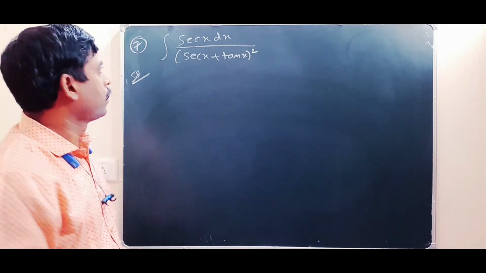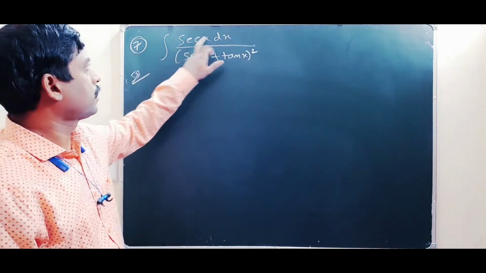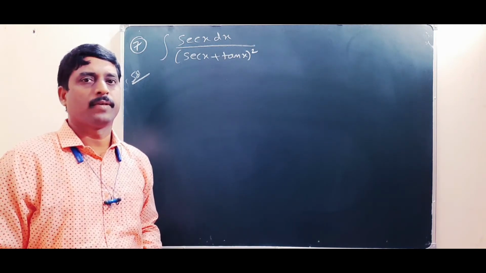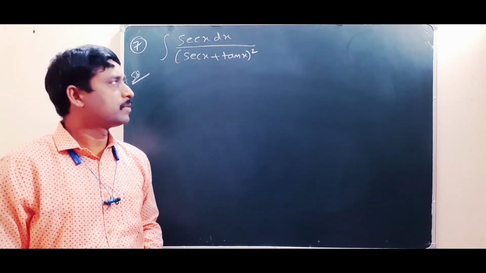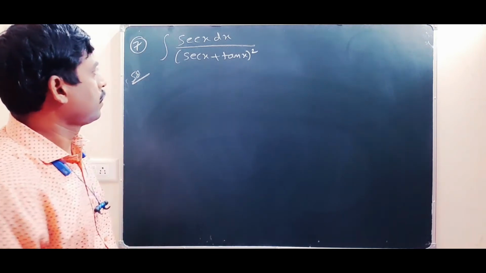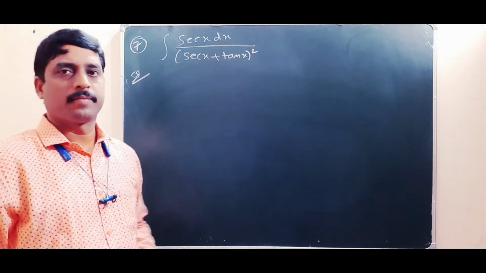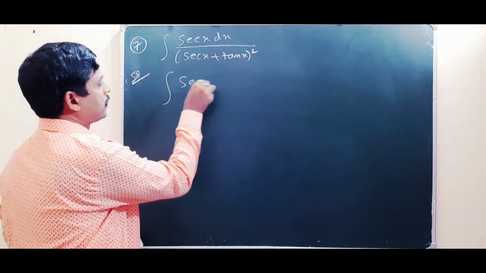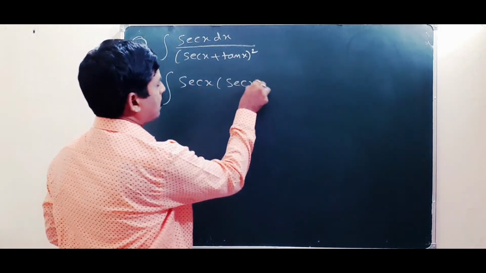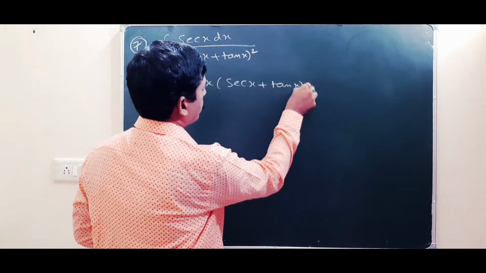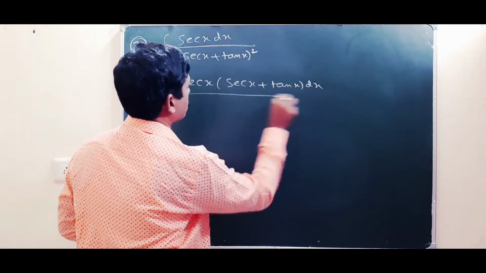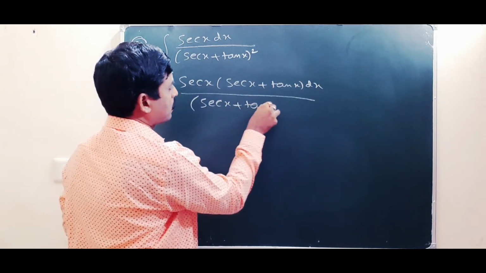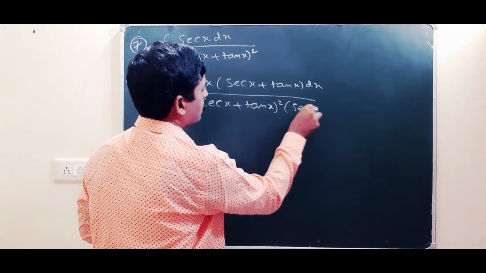Okay. Moving on, next question. Integral secant x dx by (secant x plus tan x) whole square. So for this type of problem, let us multiply as well as divide by secant x plus tan x. So the integral becomes secant x into (secant x plus tan x), divided by (secant x plus tan x) whole square into (secant x plus tan x).